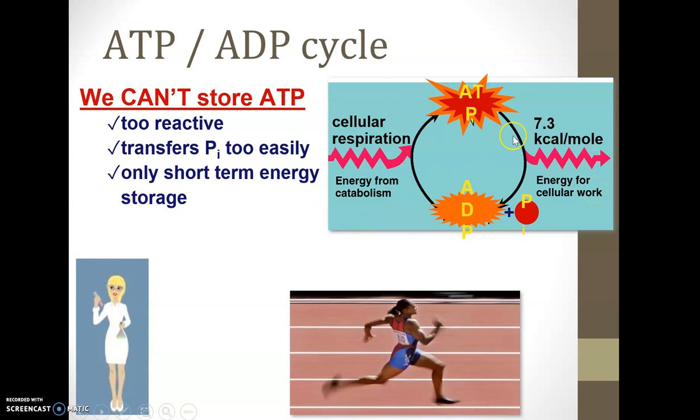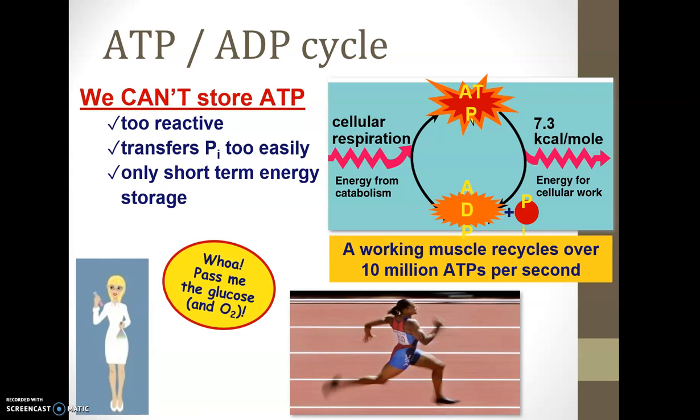Now, the way that we get more energy or more ATP to continue to go through this cycle is through cellular respiration. So if you think about your muscles, those of us that constantly work out or play sports, our muscle recycles over 10 million ATPs per second. So a working muscle, if you are actively running or moving or doing some sort of strenuous activity, you are recycling over 10 million ATPs per second. That is a lot of energy.